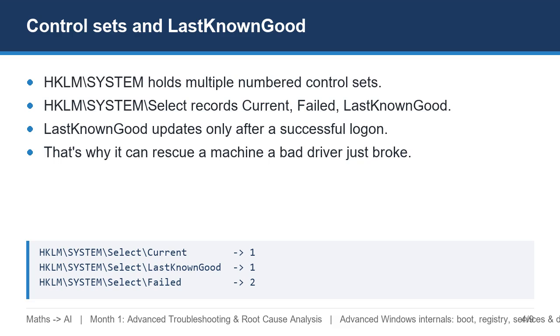The live configuration lives under HKLM\SYSTEM. Windows keeps several numbered control sets and records, under the Select key, Current, Failed, and LastKnownGood. The crucial detail: LastKnownGood is only promoted to the current set after a successful interactive logon. That's exactly why LastKnownGood configuration can recover a machine a bad driver just broke. It rolls back to the set that last reached the desktop.